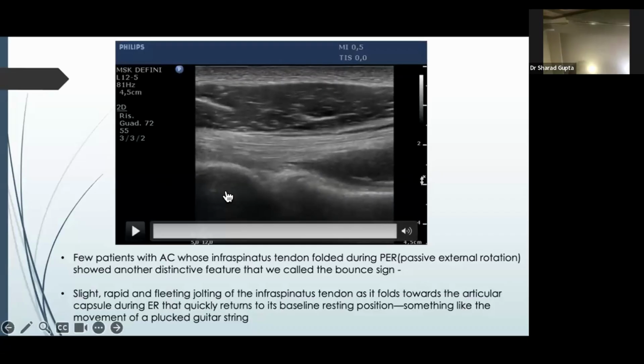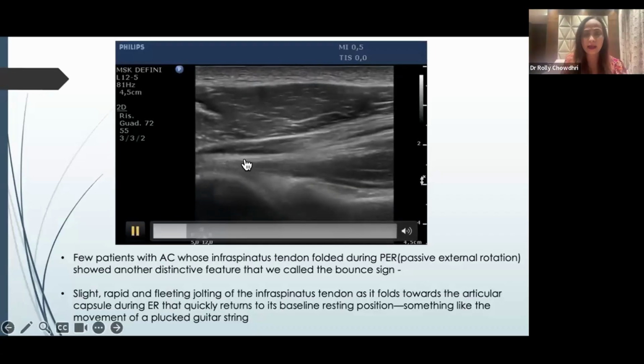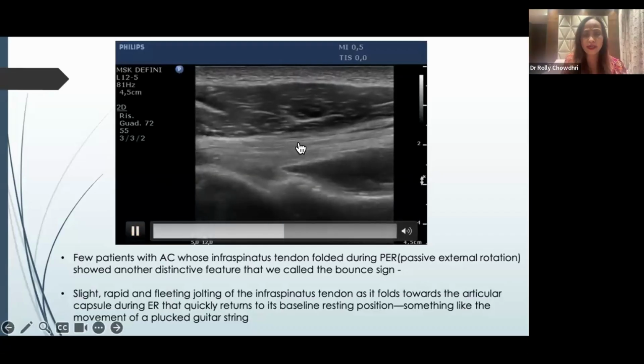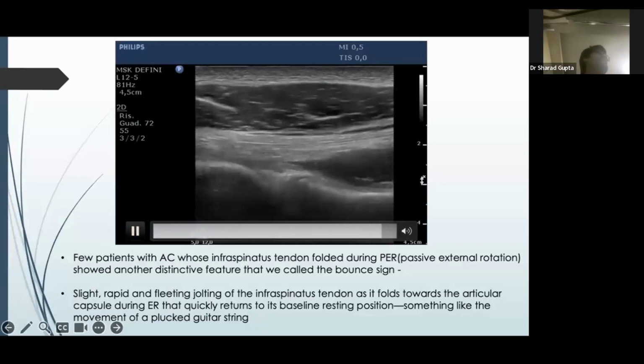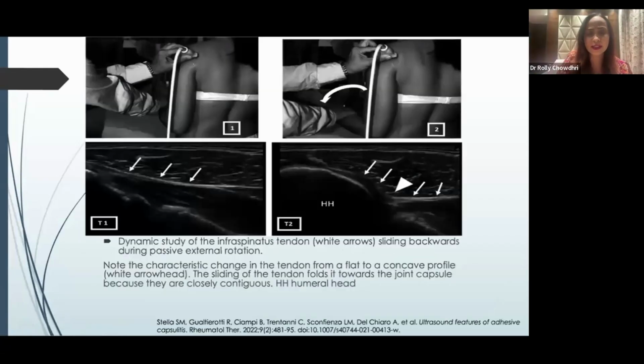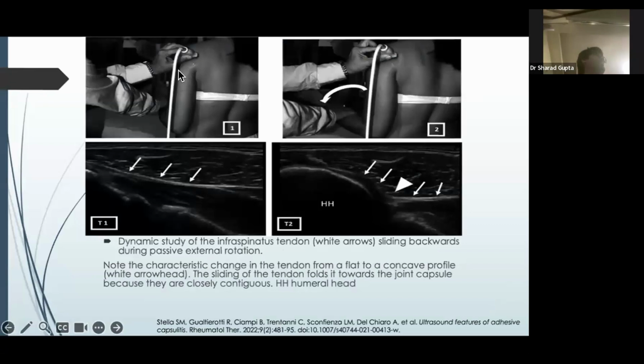So the common tendon is bouncing back in a fleeting, jolting movement. This non-calcified one is known as the bounce sign. What happens? This is how we do it.